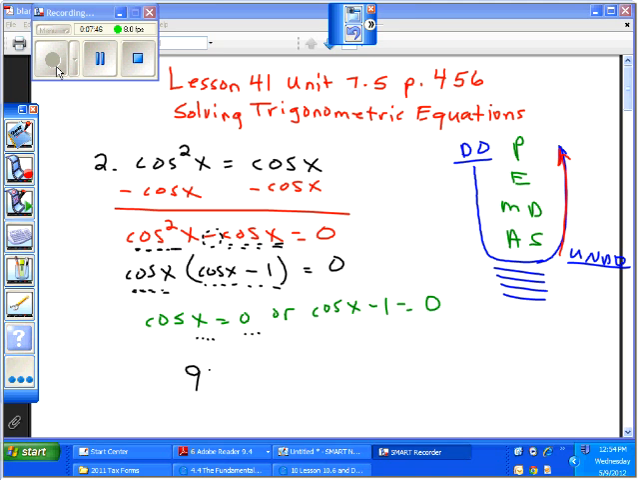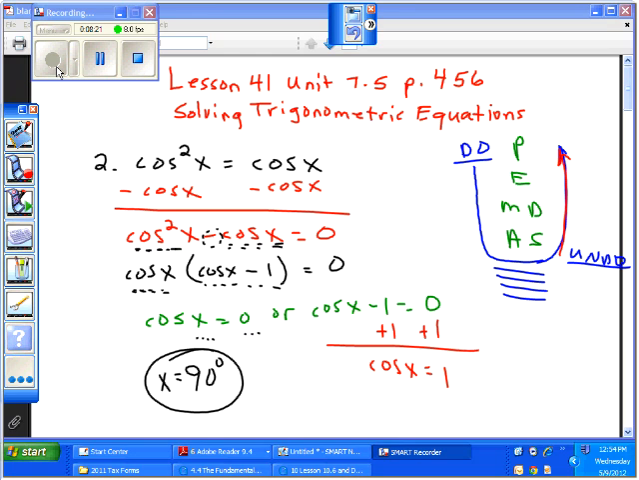90 degrees. Based on our memory of unit circle information. Now, that's going to happen again at 270, right? But our principal one, our first one that appears, is 90. And then when we go to this one, we have to get a number, so we need to get the cosine x all by itself. So we're going to undo subtraction by addition. So we're going to add 1 to both sides to isolate the cosine x.